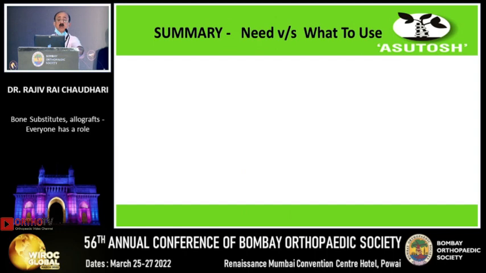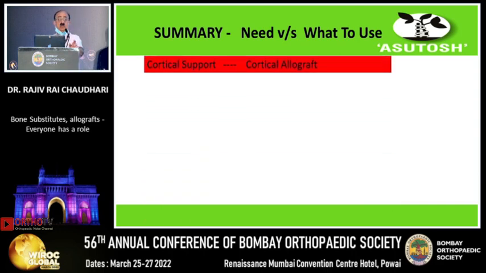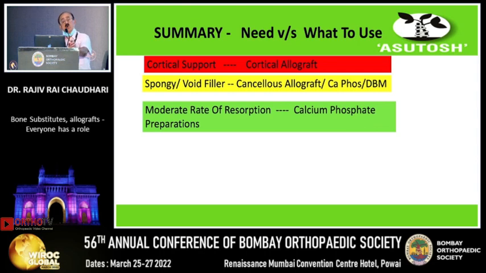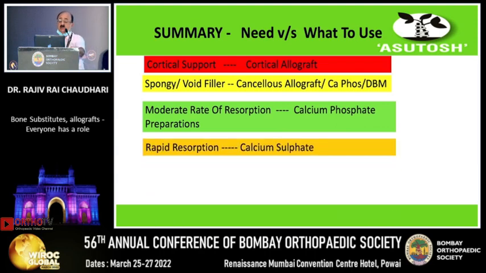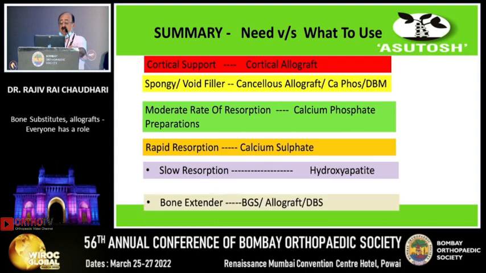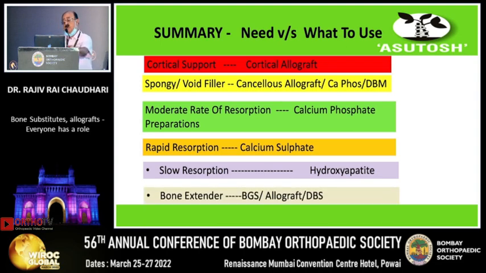So to summarize, you match the need to what is available. If you need cortical support, cortical allograft is a good option. If you need a spongy void filler, there are multiple options which include calcium phosphate, DBM, etc. If you need a moderate rate of resorption, calcium phosphate preparations. If you need rapid absorption or antibiotic carriage, calcium sulfate is good. If slow resorption is required, hydroxyapatite. If you need a bone extender, bone graft substitutes, allografts, DBM, etc.